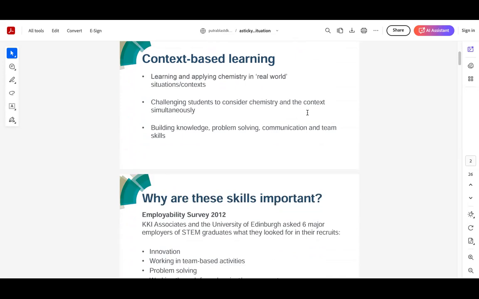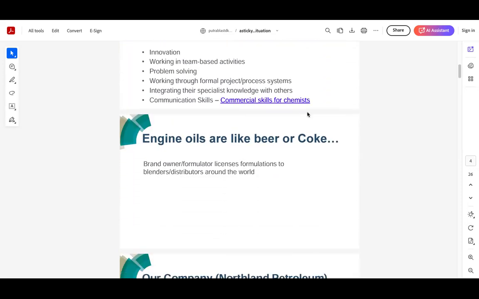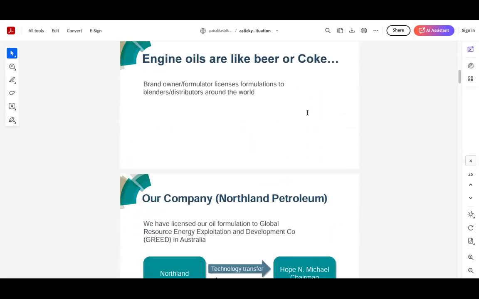This is actually the skills that should be obtained from this practice. Okay, so these are the information on the problem.